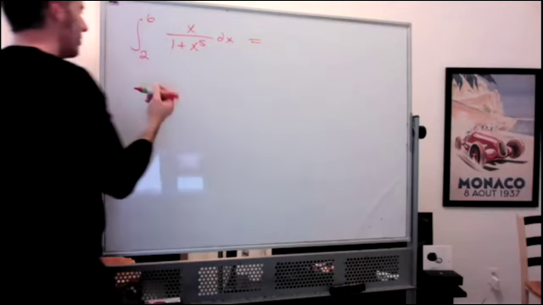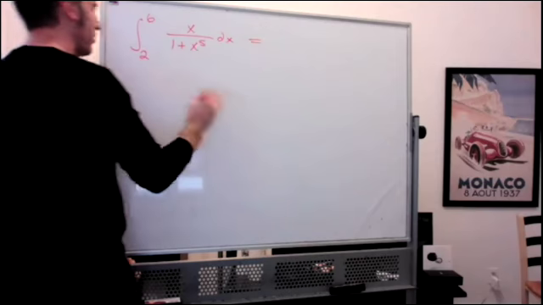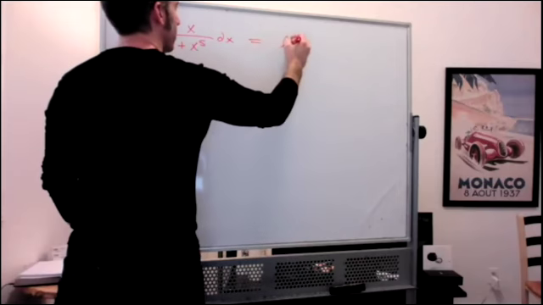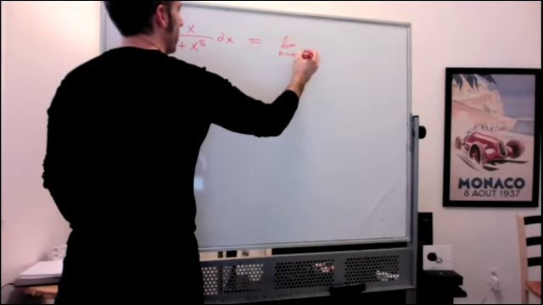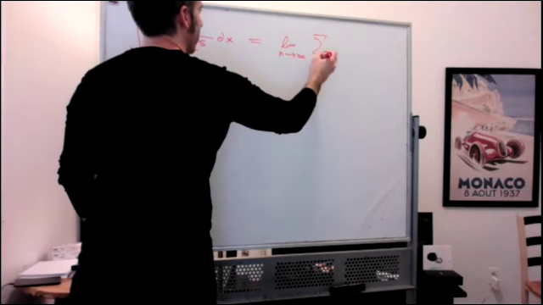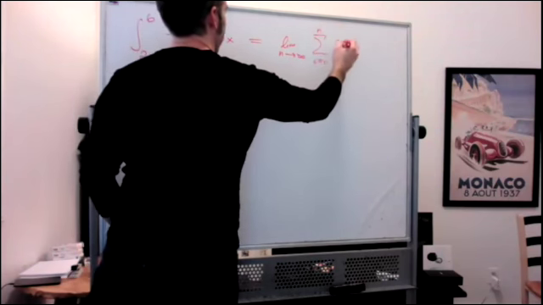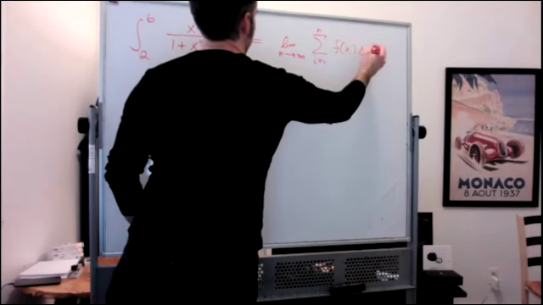So we know we're looking for the limit as n goes to infinity of the sum from i equals 1 to n of f of x sub i times delta x.